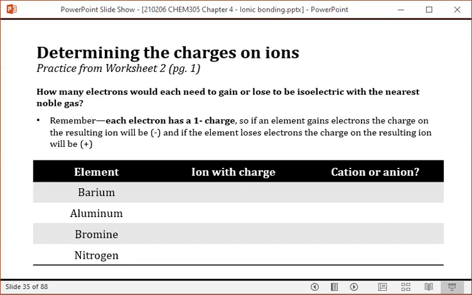So from worksheet 2, page 1, how many electrons would each need to gain or lose to be isoelectric with the nearest noble gas? So how many electrons would each of these elements need to gain or lose to have a full octet? What would their ion charge be? And would it be a cation or an anion? So if we look at the first one, barium.